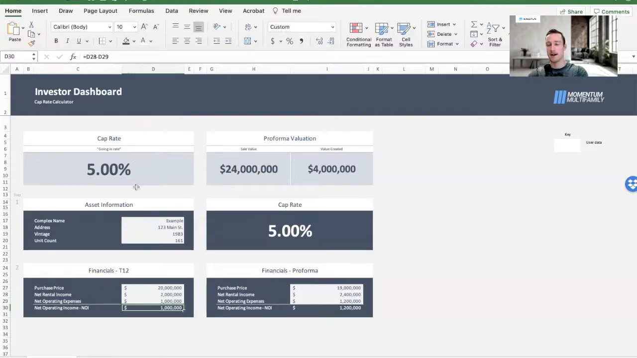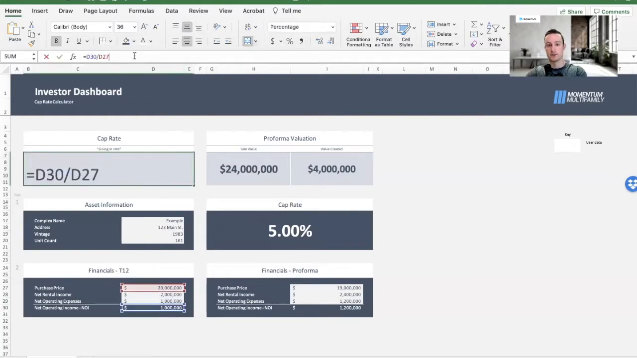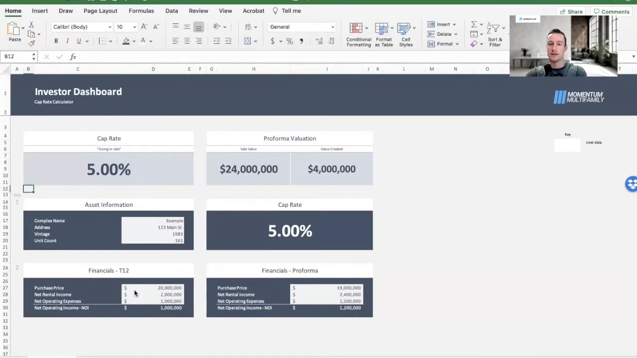How we get a cap rate, if we look at this formula, is all it is taking the net operating income and dividing that by the purchase price. That's the formula for calculating cap rates. So you can see your going in rate, or the rate of return if you paid all cash at purchase, based on the historical performance of the property.